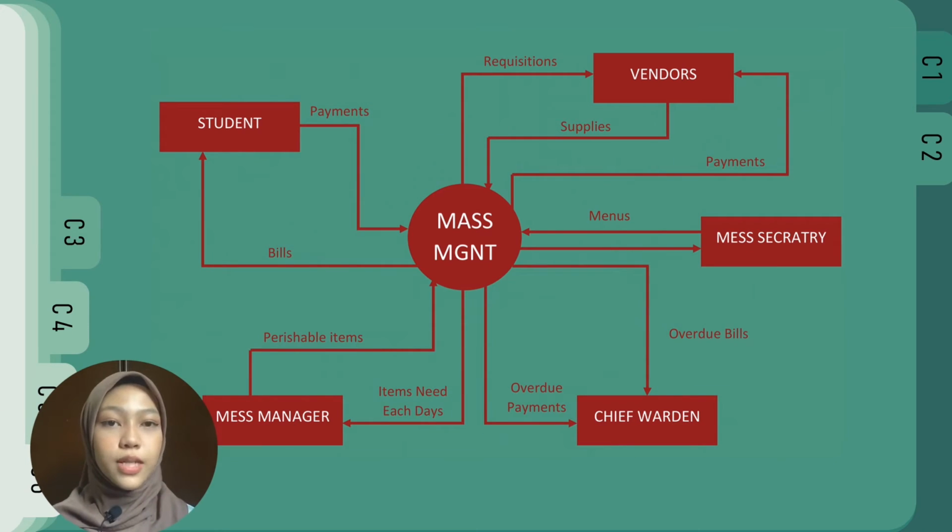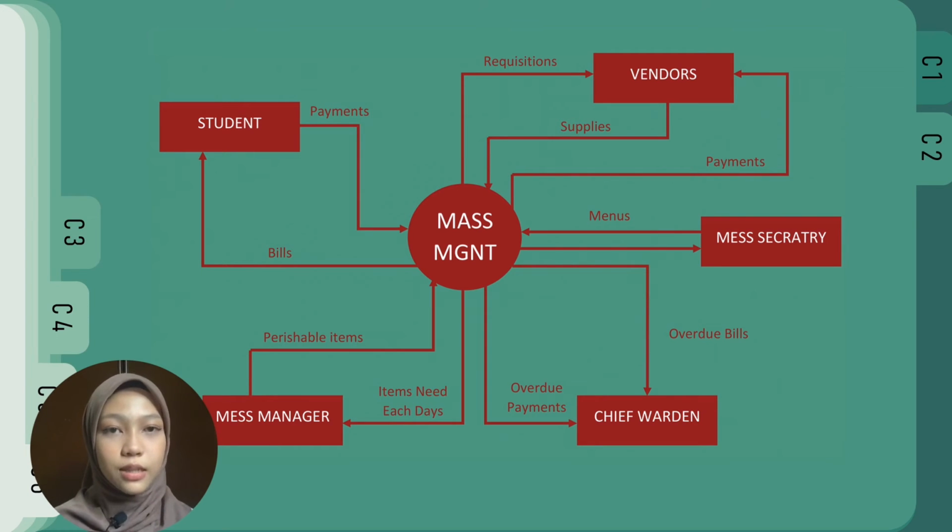Here is an example of a finished context diagram. You can see it has five entities, which are vendor, student, mess secretary, mess manager, and chief warden. The system boundary is stated as mess management. The square one is called an external entity, which is an element that inputs data into the information system and or retrieves data from the information system. For example, look at the student entity. They make a payment to the mess management and the mess management retrieves data from the student. After that, the mess management sends back the output to the student, which is the bill for the payment.